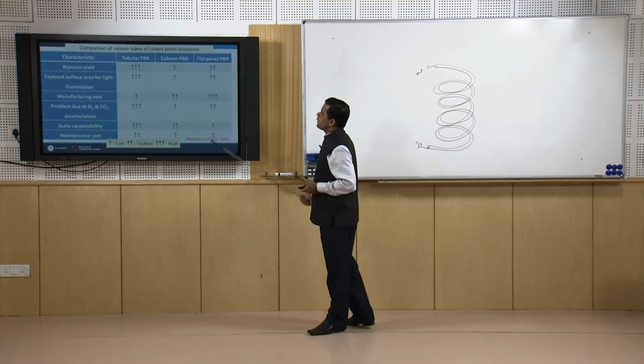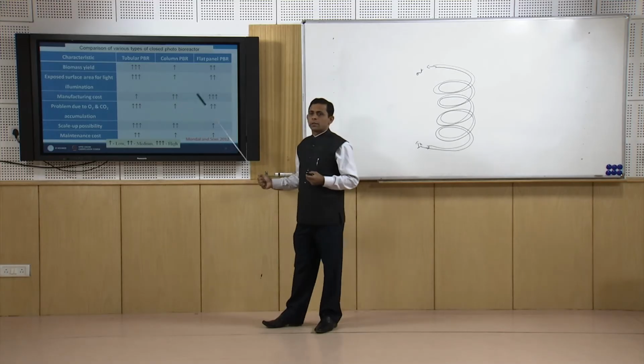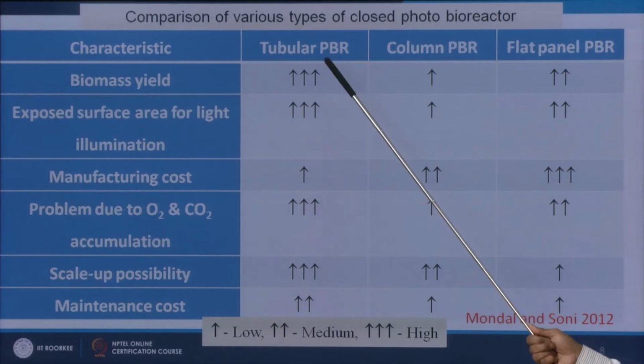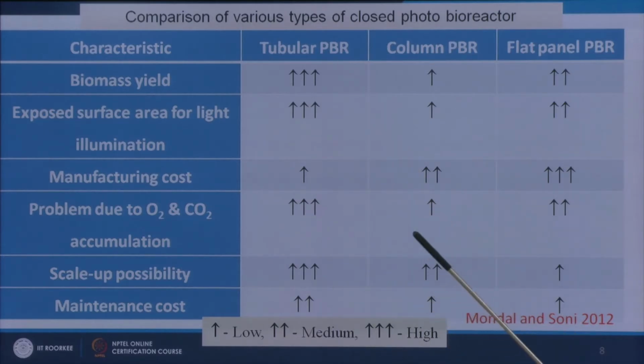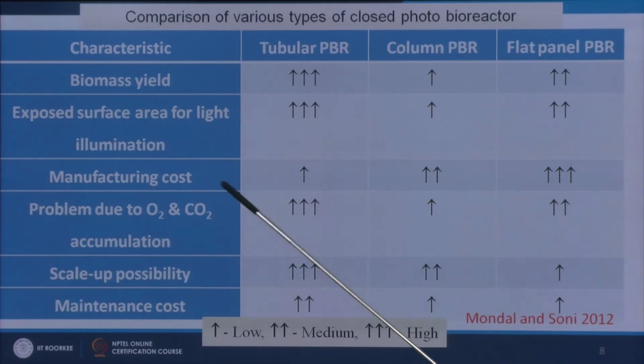Now, we will compare different types of closed system photobioreactor, that is tubular, column and flat panel. So, these three types if we compare, basically the biomass yield, the exposed surface area for light illumination, that is very important, because that will be directly related with the cost of the process, and so manufacturing cost, and then the problem due to O2 and CO2 accumulation, then scale up possibility and maintenance cost.